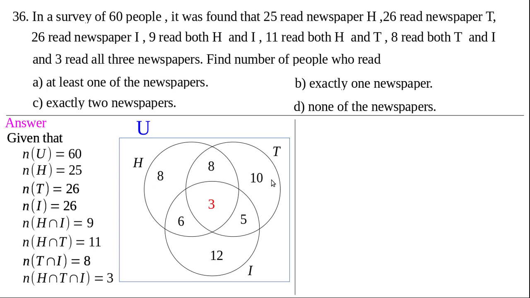Now we can write the answers to all these questions. The first question is to write the number of people who read at least one of the newspapers. At least one represents union, the number of H union T union I. The number of H union T union I means the sum of these numbers: 8 plus 8 plus 6 plus 3 plus 10 plus 5 plus 12. To make it easy, write the number of H at first, plus the balance, which is 10, 5 and 12. Then the number of H union T union I is equal to the number of H plus 10 plus 5 plus 12.